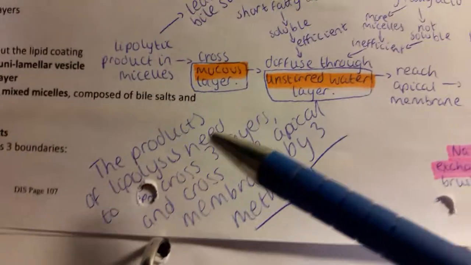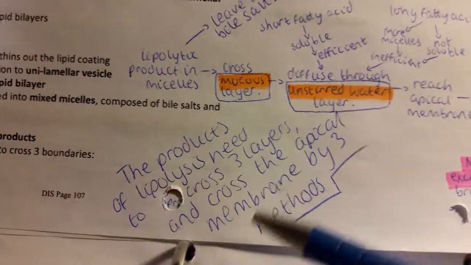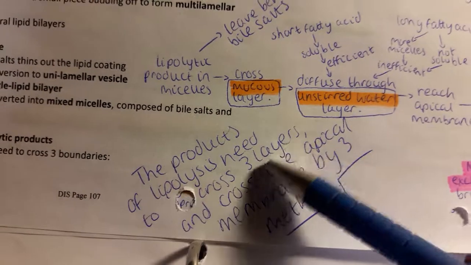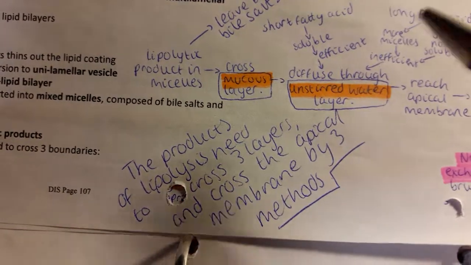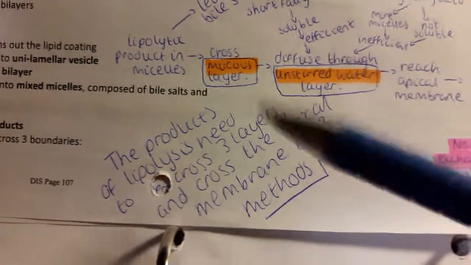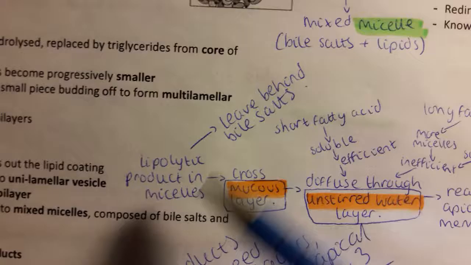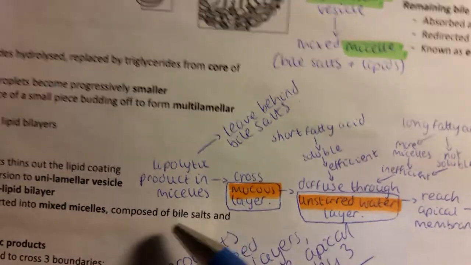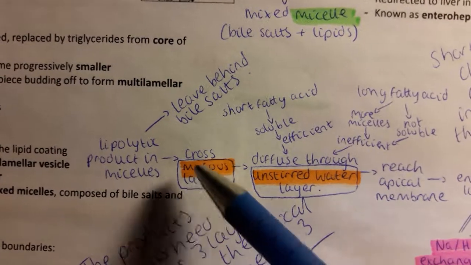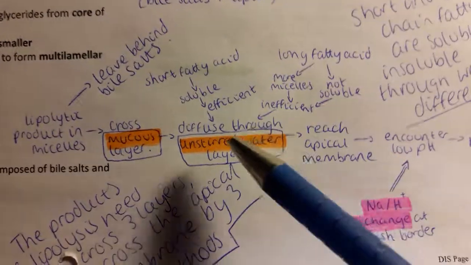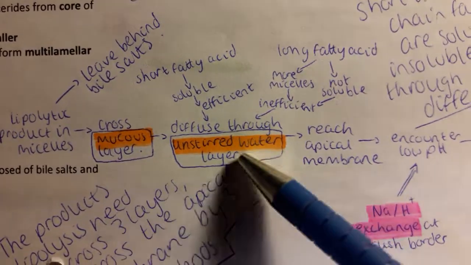So what happens is that the products of lipolysis, in order to be absorbed by the body, need to cross 3 layers. And they need to cross the apical membrane by 3 methods. So let's talk about how that happens. Well, the lipolytic product in the micelles, which is the fatty acids, first of all, they cross the mucus layer. Then they diffuse through the unstirred water layer.